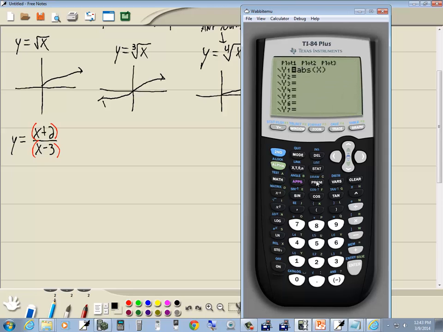So press Y=, press clear, do a beginning parentheses, x plus 2, closing parentheses, divided by, beginning parentheses, x minus 3, closing parentheses, and then graph.